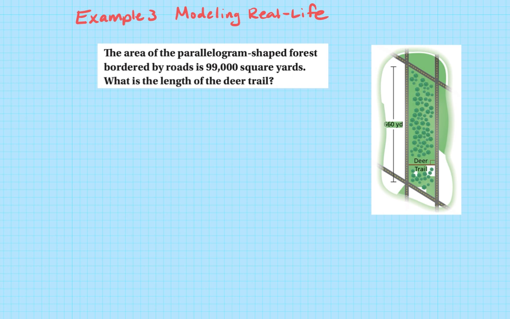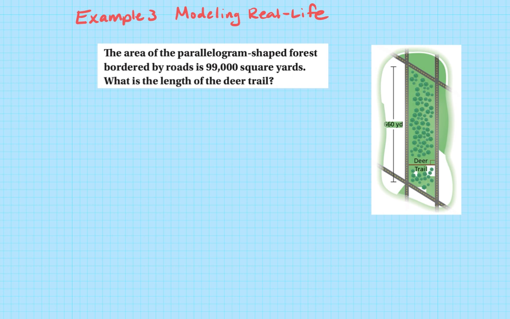The final example is example 3, modeling real life. I would like you to write out this question right here. It says the area of a parallelogram shaped forest bordered by roads is 99,000 square yards. What is the length of the deer trail? So you have to notice in here, you have to find and locate where the deer trail is, and it happens to be right here on the picture. So that's what our focus is going to be. What is the length of the deer trail?